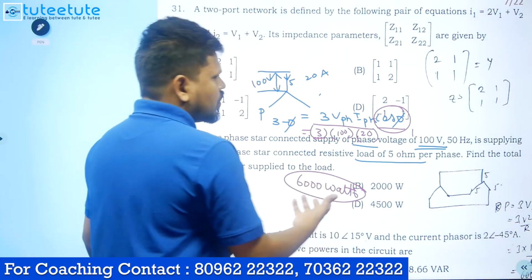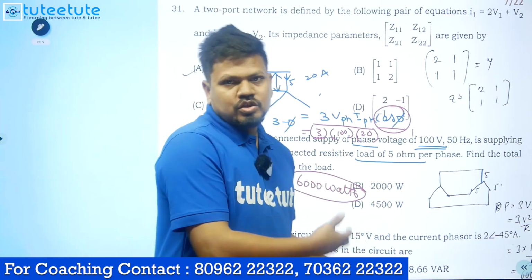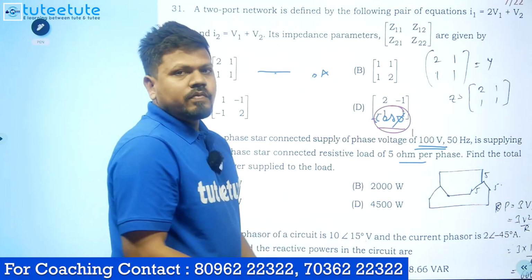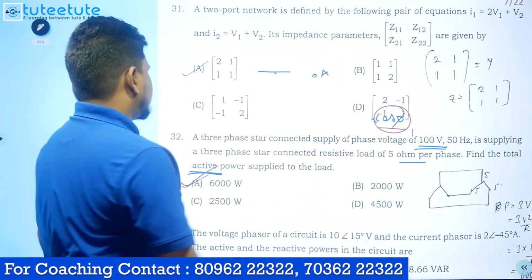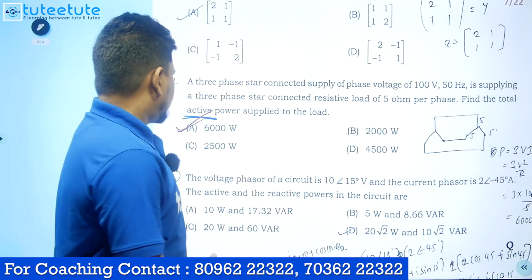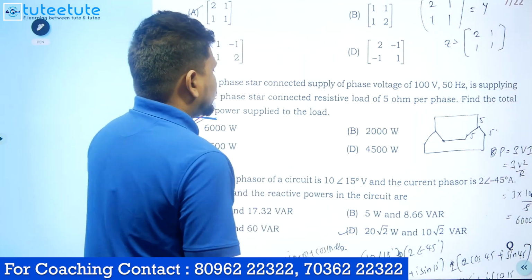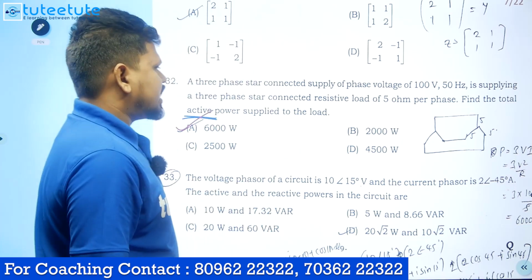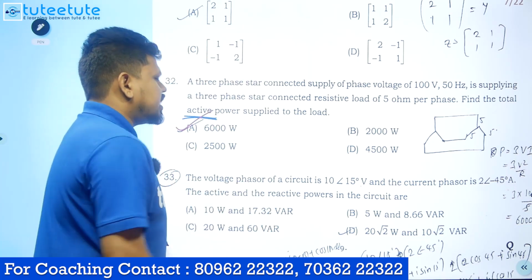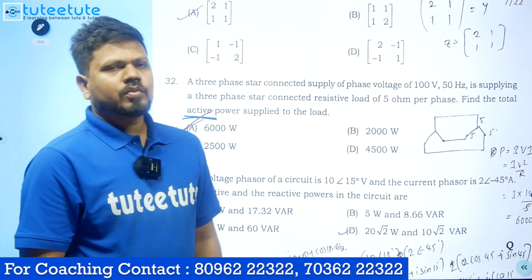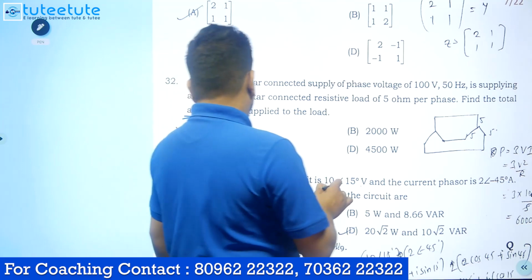If they want to confuse you a little bit, to waste your time, then they will ask about reactive power also. So the answer for this question is A, 6000 watts. And the next question: the voltage phasor of a circuit is 10 at an angle of 15 volt and the current phasor is 2 at an angle of minus 45 amperes. The active and the reactive powers in the circuit are, they are asking both active power and reactive power for the given circuit voltage and current.